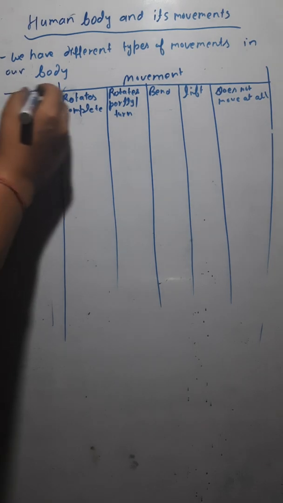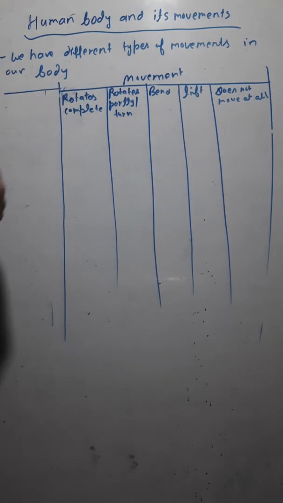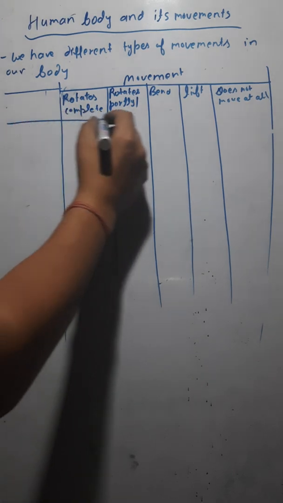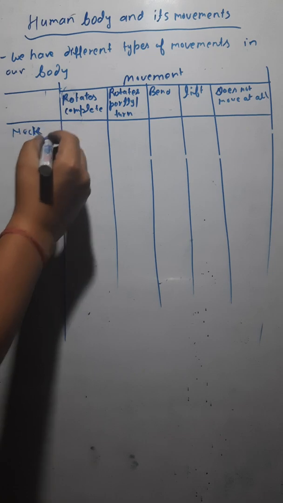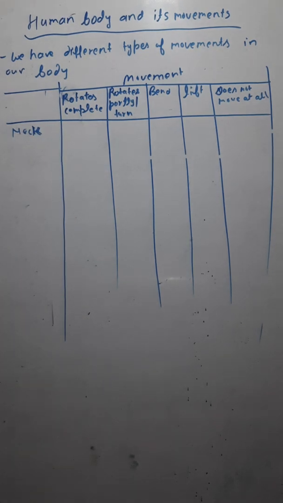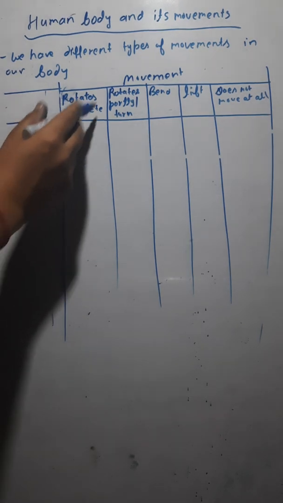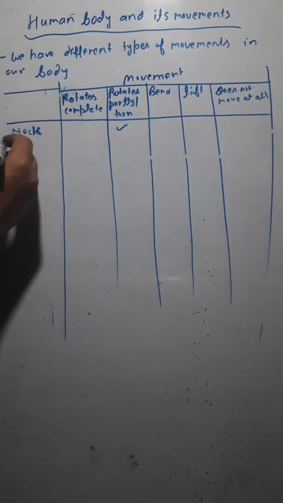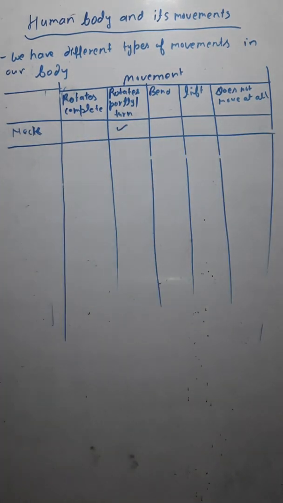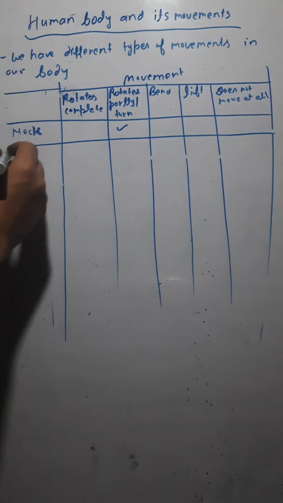Which parts are there that we can move? We can move our neck. How do we move our neck? Can you rotate it completely or partly? Yes, we can rotate it partly. So you would have to tick it here. This is how we are going to make a table. Next part, you have the wrist.